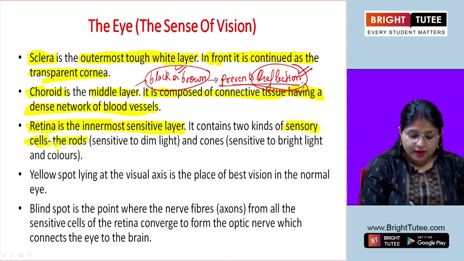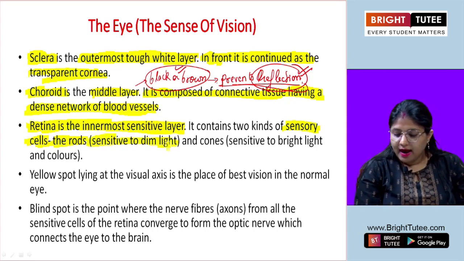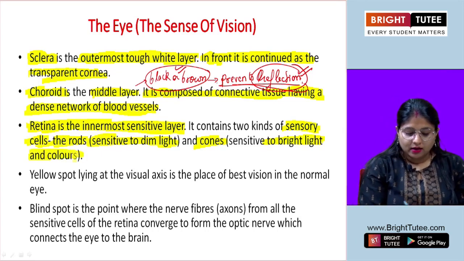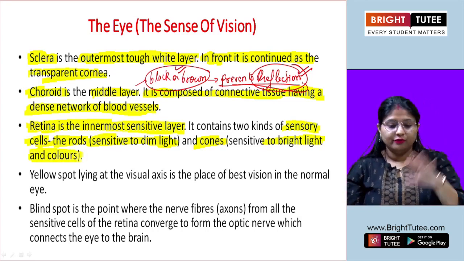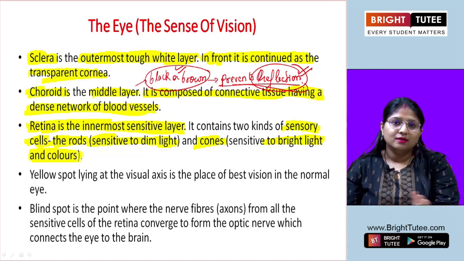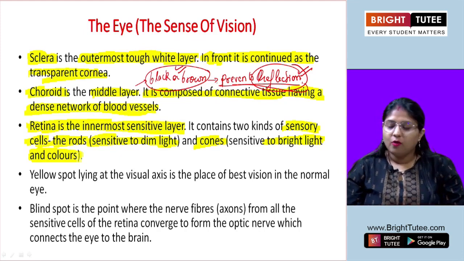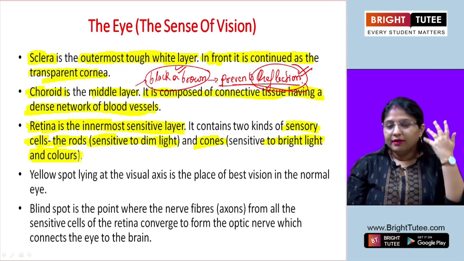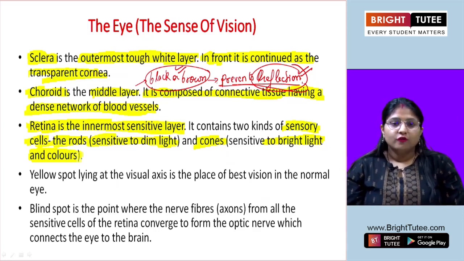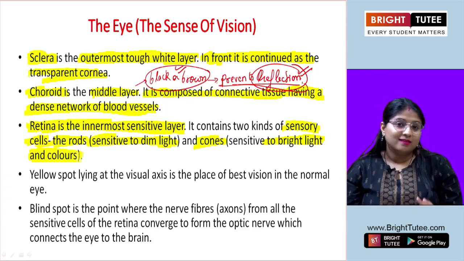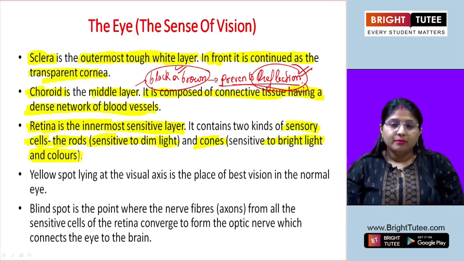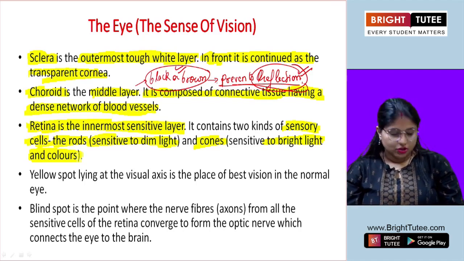So, it contains two kinds of cells. First is the rods. These are sensitive to dim light, and the other is the cones, which are sensitive to bright light and colors, right. So, the different colors you are able to see in this PPT, yellow, red, and all these colors can be seen by us with the help of the cones, right. And when we are able to see at night, in the dim light, that is because of the rods. So, remember students, there are two important sensory cells in the retina, rods and cones, which help in the formation and interpretation of image, right.